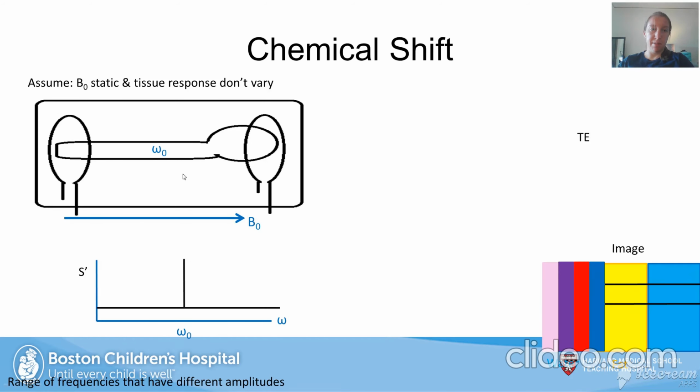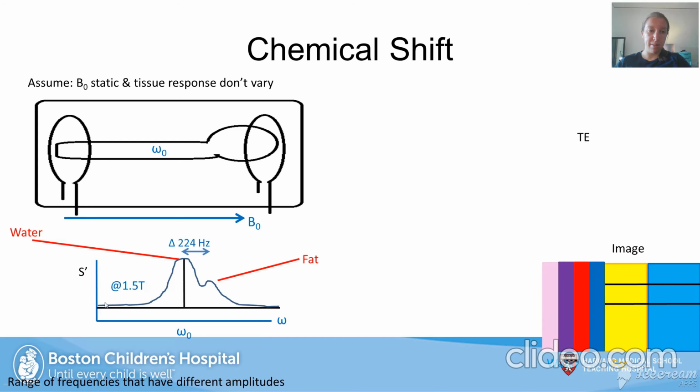When we place our patient in the magnetic field, we assume that B0 is static and the tissue response doesn't vary that much. In an ideal world, if we send in a signal and receive a signal, the signal would be related to the precessional frequency, and it would look like a delta function. That never happens. In real life, there would be a standard deviation of precessional frequencies, and you would get this sort of hump here.